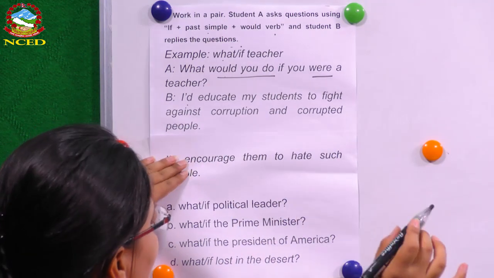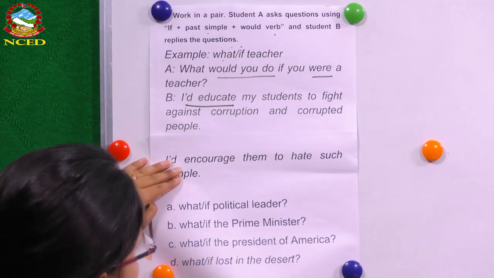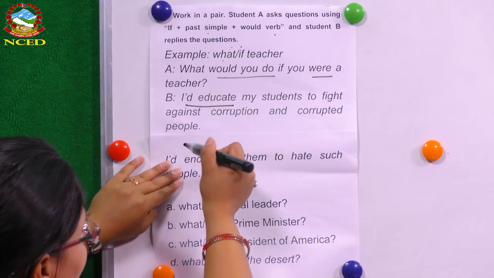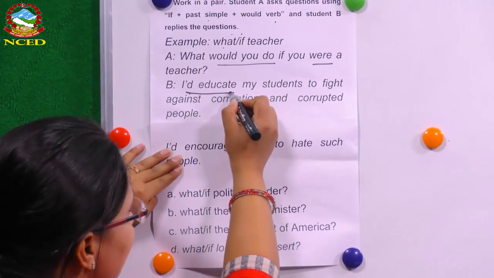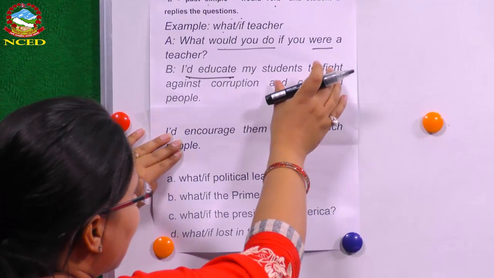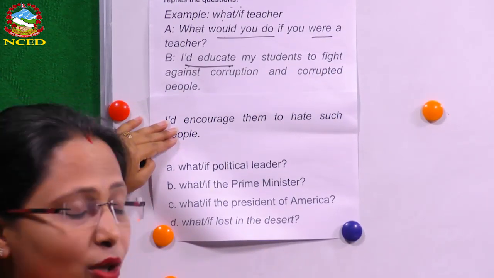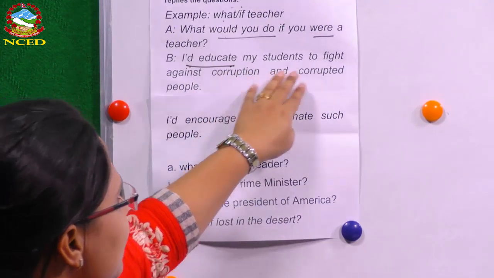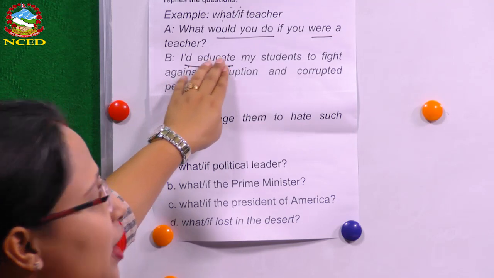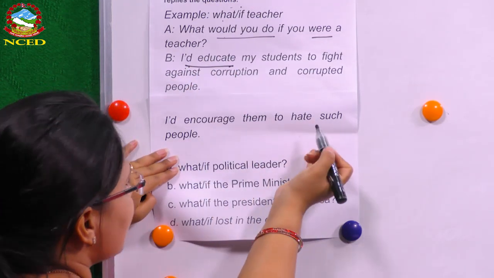You just be careful about the structure because this is conditional type 2. You have to use would plus the base form of the verb, and after that you can write anything relevant, anything that comes in your mind. तिमी टिचर भएको भए के गर्थ्यौ होला जस्तो लाग्छ तिमीलाई त्यही लेख पछाडी, but be careful about the structure, okay? I would encourage them to hate such people.